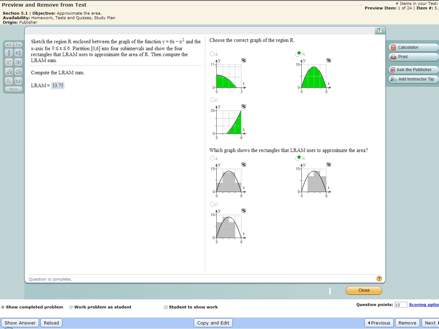Between the graph of the function y equals 6x minus x squared and the x-axis for x greater than or equal to 0 and less than or equal to 6. Okay, so it says partition that interval, 0 to 6, into 4 subintervals and show the 4 rectangles that L, R, A, M. Now this is just this particular textbook's way of saying rectangles generated with the left edge of each subinterval.